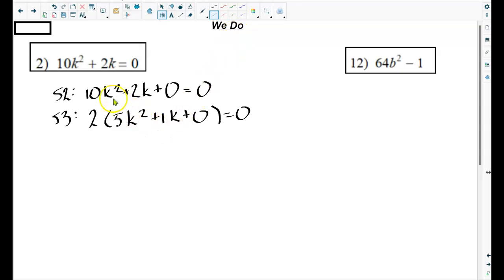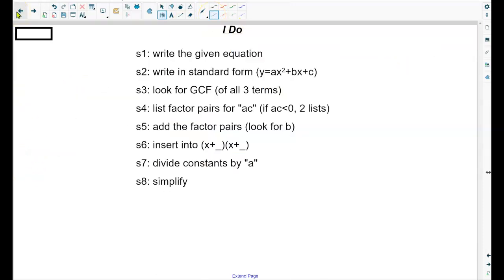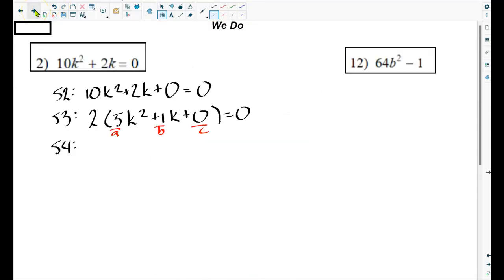Another thing is, if all these different letters like K confuse you, you can change them out for X. It's up to you. So we've done this. Before step 4, what do we need? A, B, and C. Let me double check step 4. List, then we're going to add them, and then insert. Make sure we follow those steps.